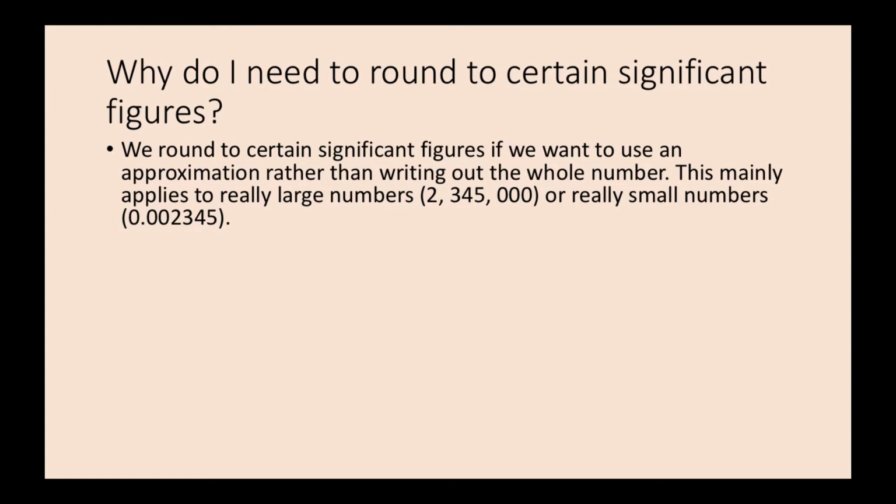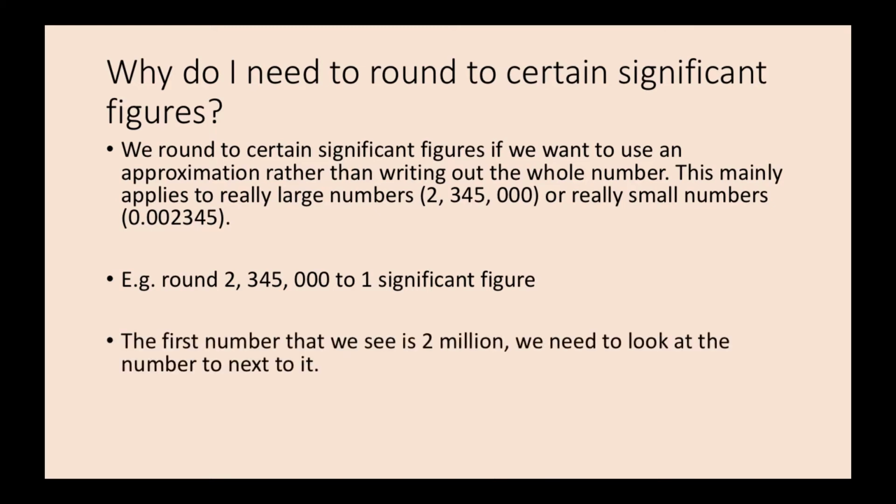So this really large number is 2,345,000 and this really small number is 0.002345. Here's an example. If I wanted to round 2,345,000 to one significant figure, it means that I only want to look at the first number. So the first number that we see is 2 million.